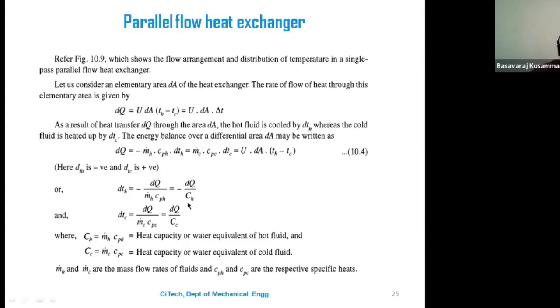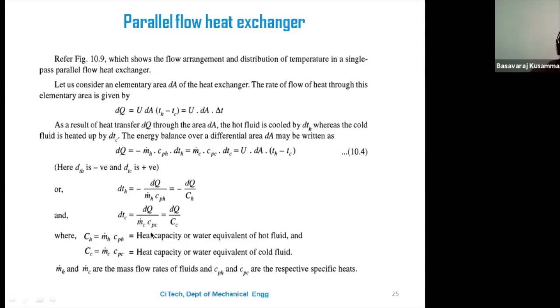Similarly, CH, what we have taken here, is equal to m dot h CpH, the heat capacity or water equivalent of the hot fluid. Capital C with suffix h is called the heat capacity or water equivalent of the hot fluid, where capital C with suffix c is also called the heat capacity or water equivalent of the cold fluid. These two are very, very important while calculating numericals. They play a very, very important role.